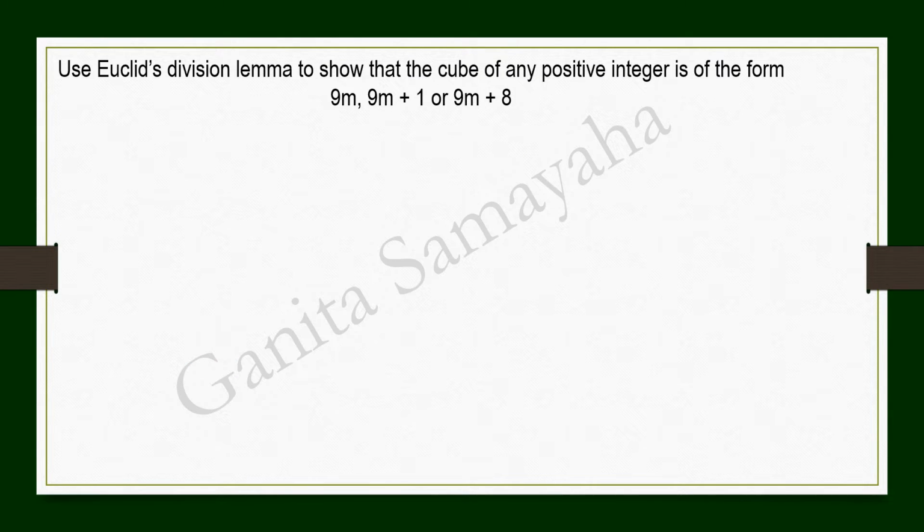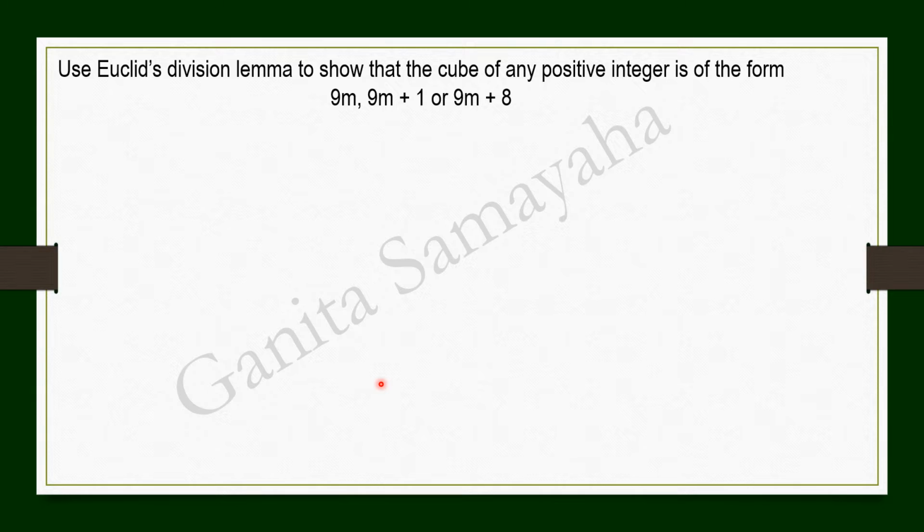So we will use Euclid's division lemma to show that the cube of any positive integer, there we did square, now cube, is of the form 9m or 9m plus 1 or 9m plus 8. So looking into this statement, I am sure all of you would have understood what our divisor is. Yes, our divisor is 9, and let a be any integer.